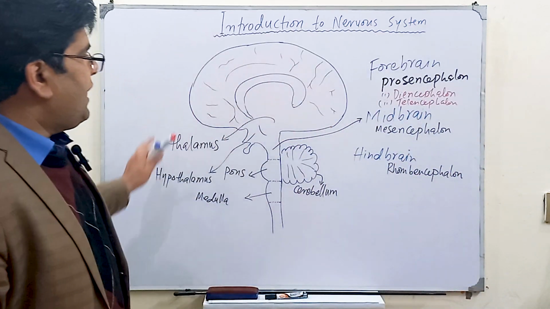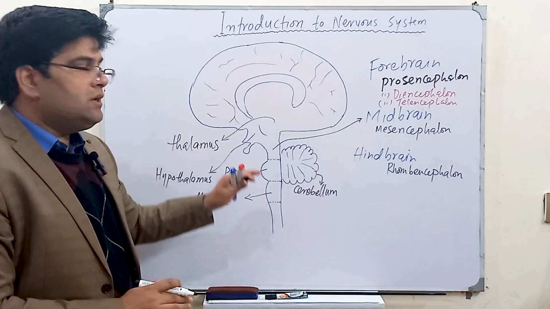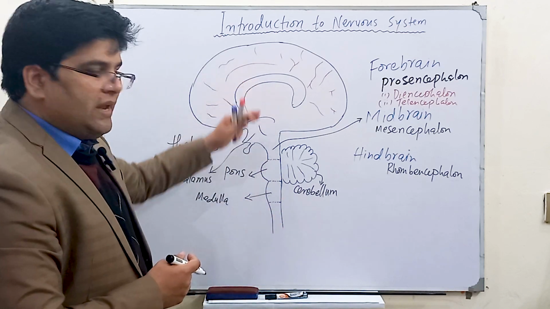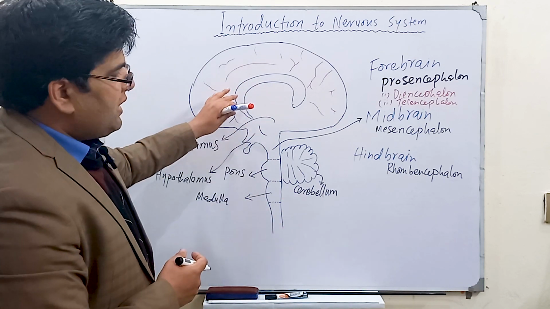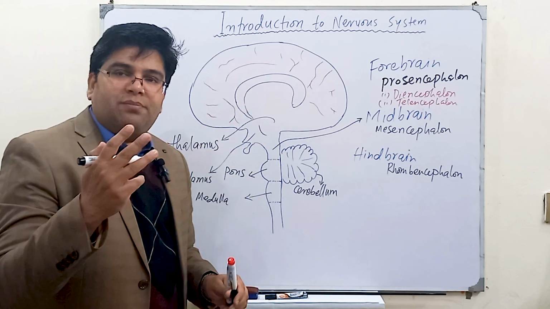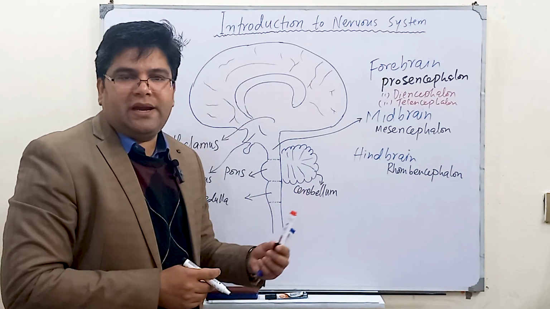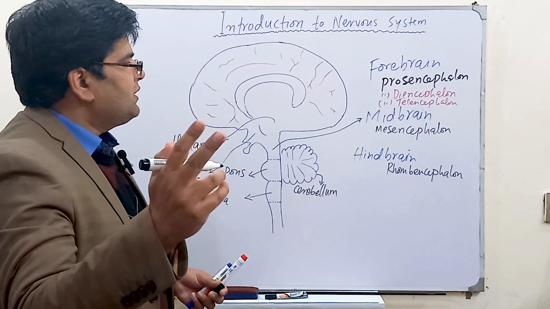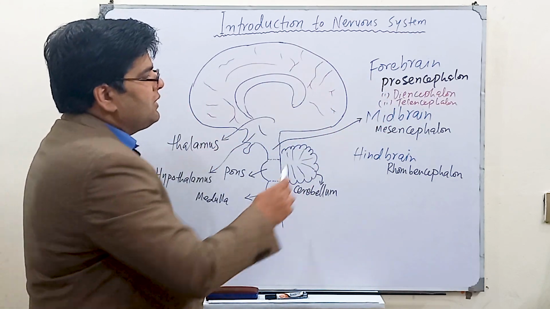So we are having an overview of the central nervous system. As I said, the central nervous system is made by the brain and spinal cord. The brain is divided into three parts: the forebrain, midbrain, and hindbrain. Forebrain is also called prosencephalon, and it is further divided into diencephalon and telencephalon.